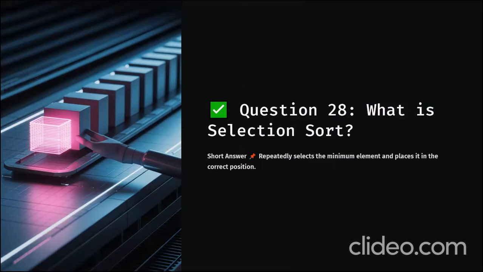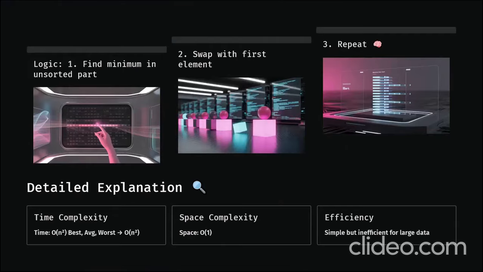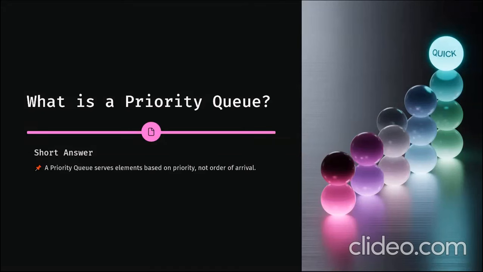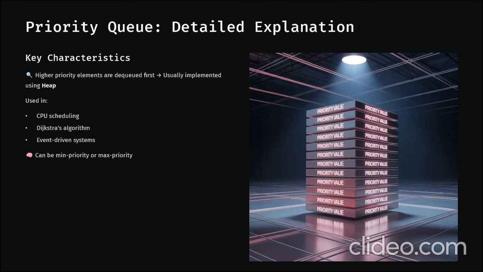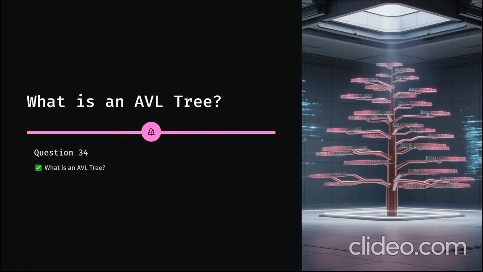Next is priority queue. So let's check what is a priority queue. The answer: a priority queue serves elements based on priority, not order of arrival. The key characteristic of a priority queue is that high priority elements are dequeued first, usually implemented using a heap. It is mainly used in CPU scheduling, Dijkstra's algorithm, event driven systems, and can be min priority or max priority.